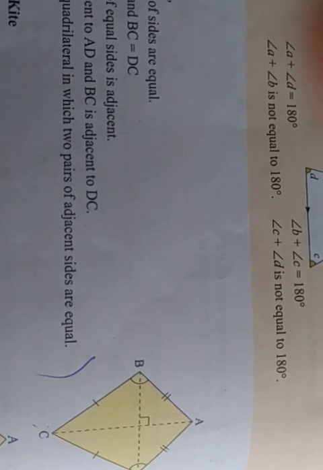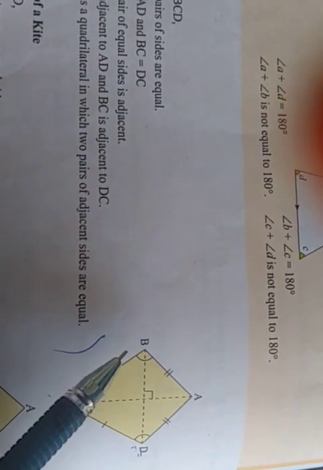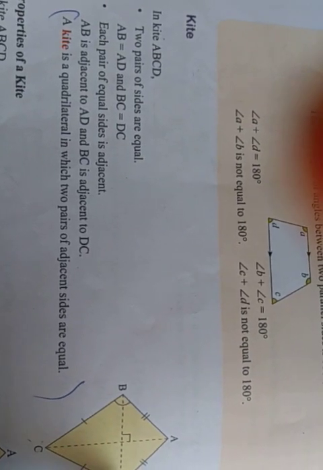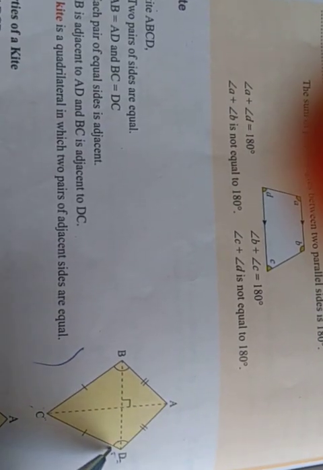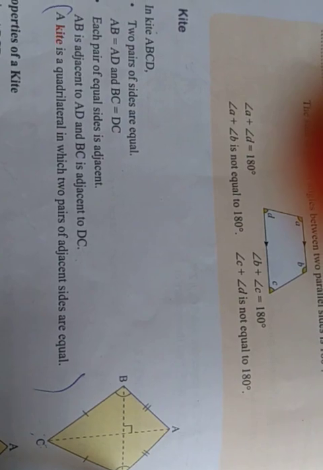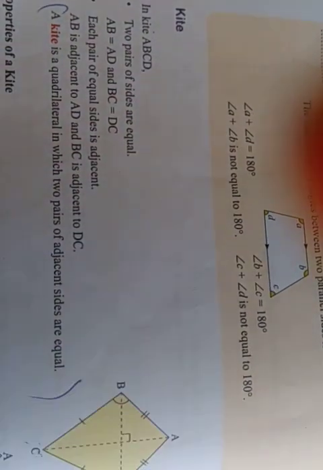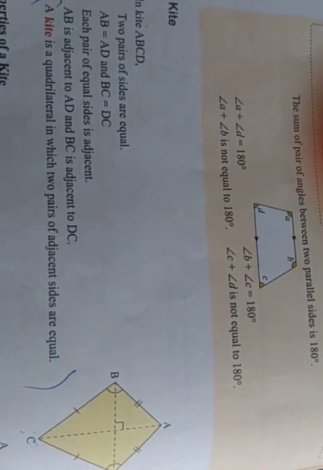Adjacent means साथ साथ हैं. Okay? Both the sides are adjacent. And BC is equal to CD, and BC is adjacent to CD. We can say each pair of equal sides is adjacent.